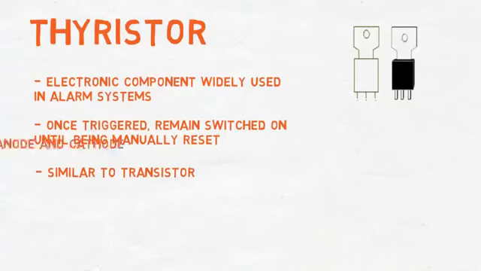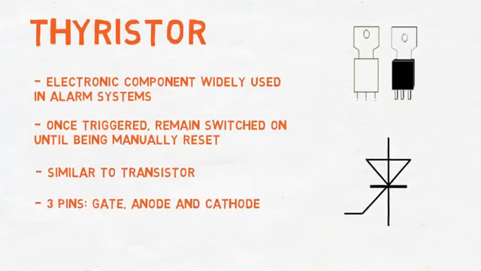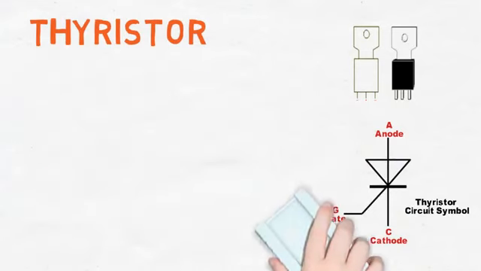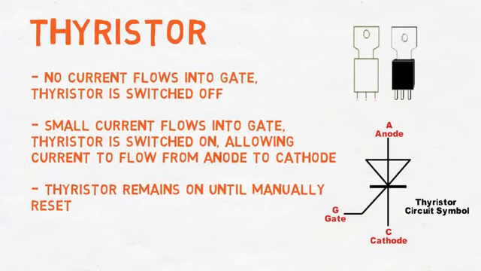A thyristor is similar to a transistor. It has three pins called the gate, anode, and cathode. When no current flows into the gate, the thyristor is switched off. However, when small current flows into the gate, the thyristor switches on and allows current to flow from the anode to cathode. The thyristor remains on until it is manually reset.